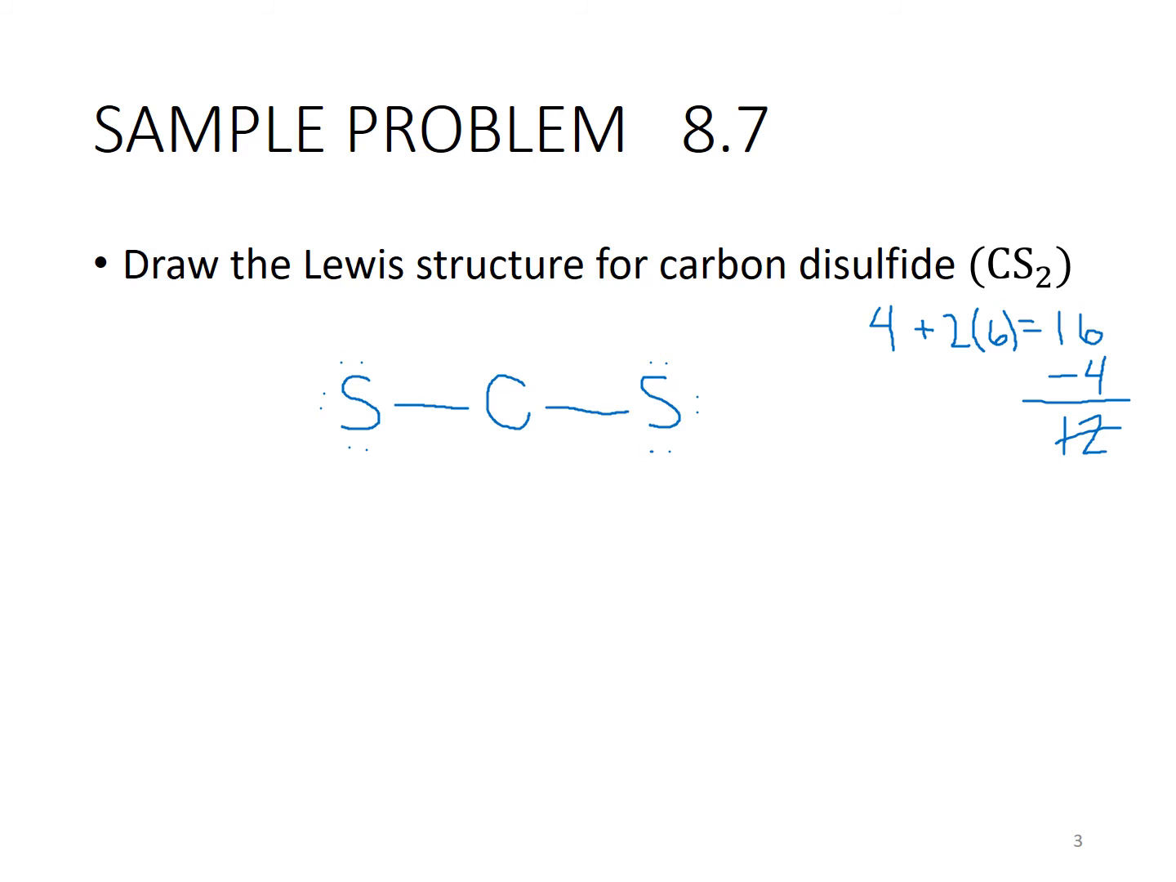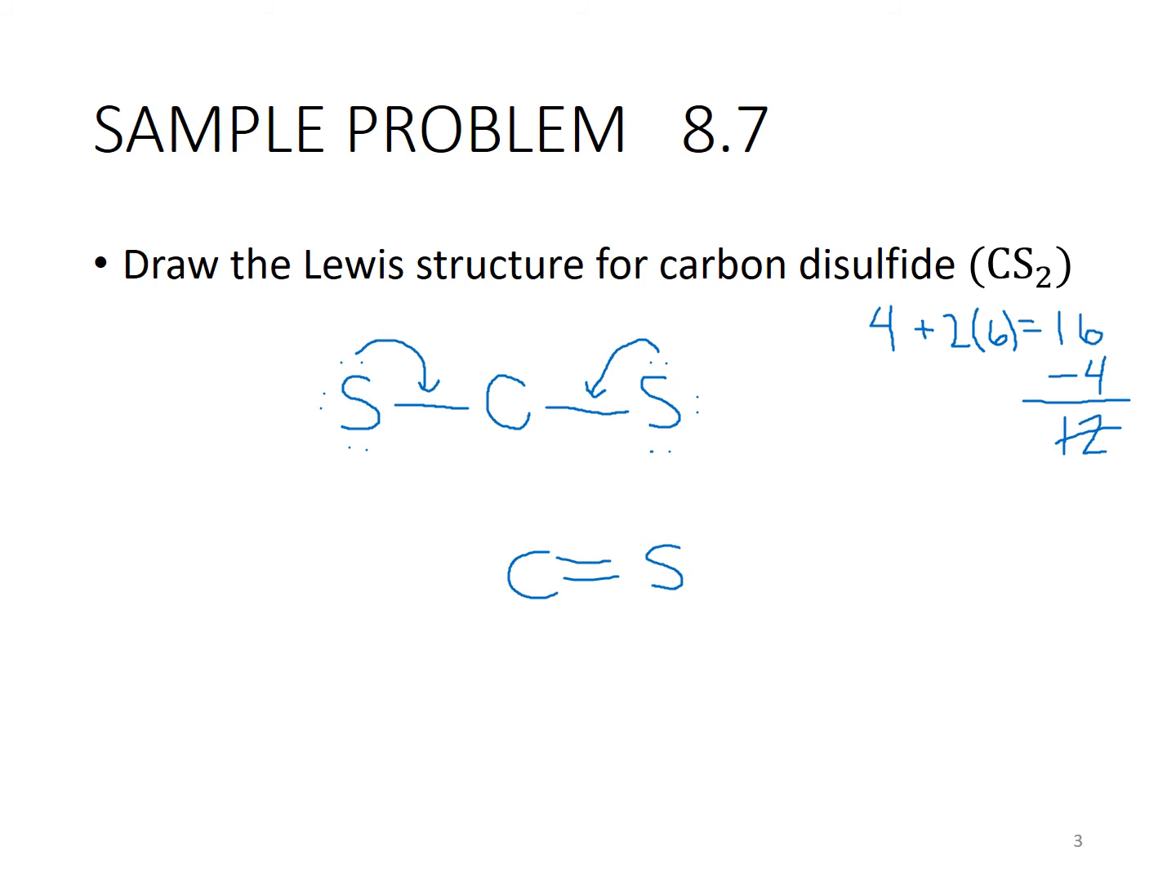I can't just start adding double bonds or adding lone pairs to the carbon because I don't have any more electrons left over. So what I'm going to do is take these electrons from the lone pair and put them in a double bond. I'm going to do one from each side in order to get a filled octet for the central carbon. So I'll have carbon double bonded to sulfur.